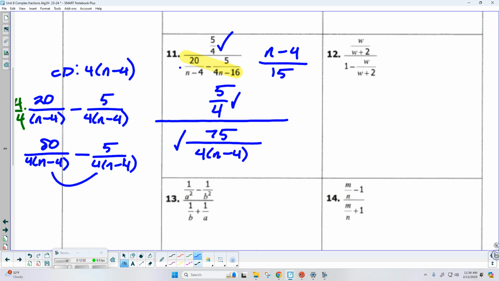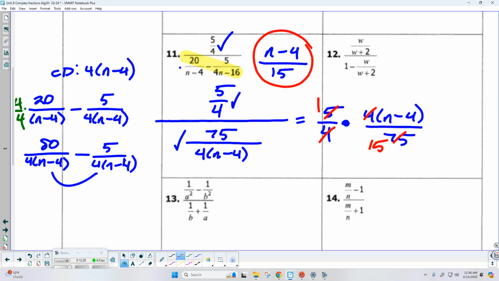Okay. So now that I've got one single fraction over one single fraction, now I can go ahead and multiply by the what? Reciprocal. So this is going to be 5 over 4 times 4 times n minus 4 over 75. And let's see, the 4's can cancel. What else will cancel? Okay, 5 goes into itself once, into 75 15 times. N minus 4 over 15.